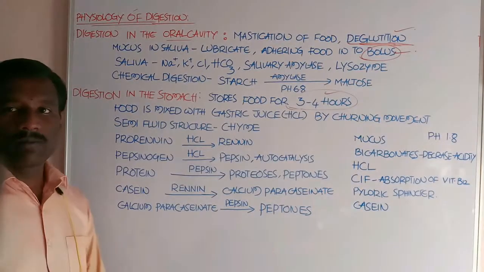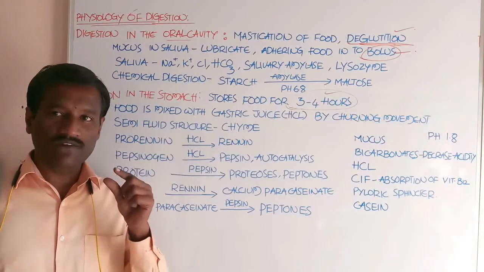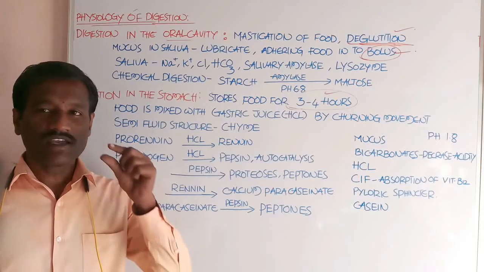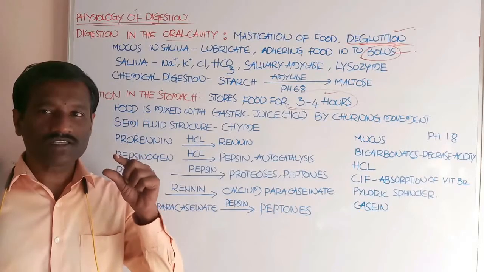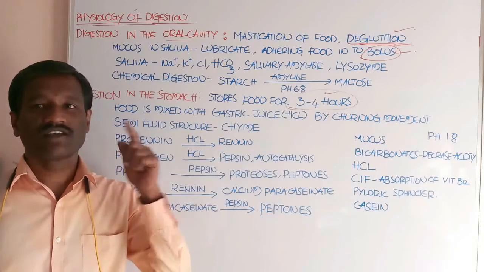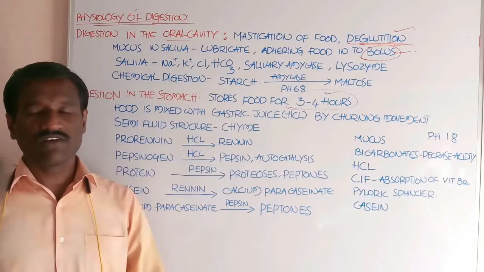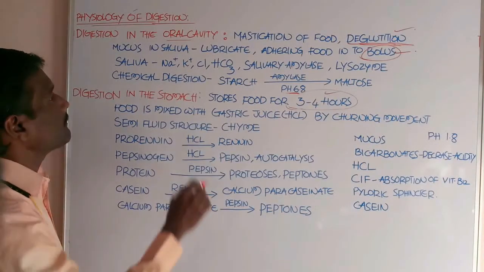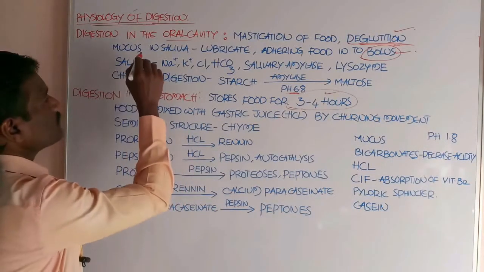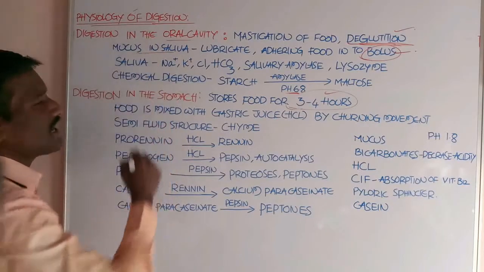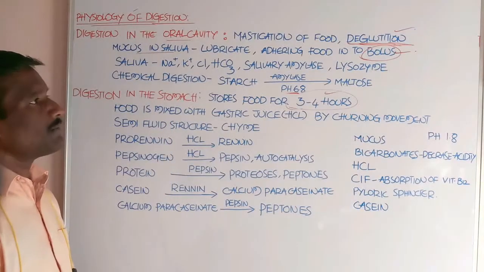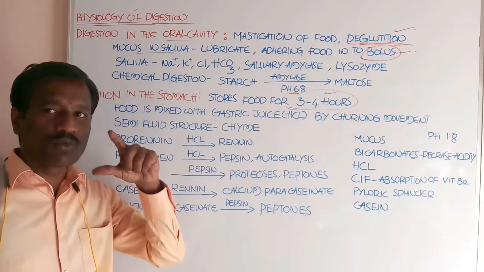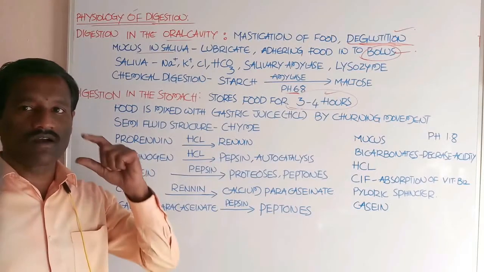When food enters the oral cavity, the salivary glands secrete saliva. Salivary glands consist of mucous cells and serous cells, which secrete saliva. The pH of saliva is 6.8. The mucus present in the saliva helps in adhering and lubricating the food particles. That is called the bolus.